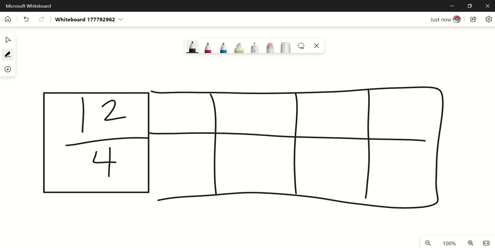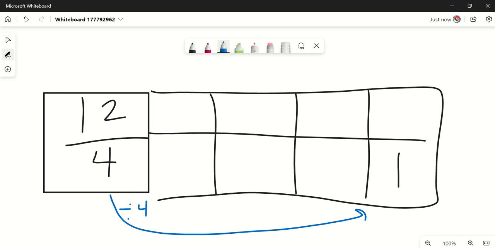How many tickets does it cost me to play 1 game? What I'm doing here to find out how much this would be is dividing by 4. Now I'm downscaling. 4 divided by 4 gives me 1. I would have to do the same here. 12 divided by 4 will give me 3. So one game costs 3 tickets. I just downscaled. I scaled down.